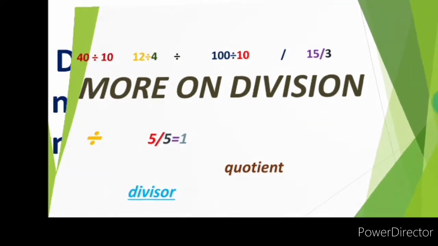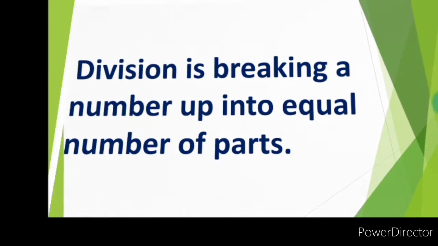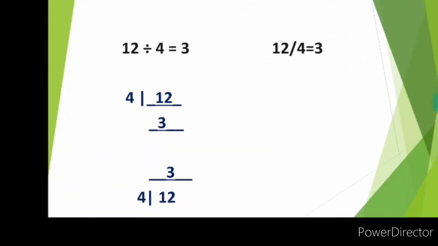Recall in our last class, we said division is breaking a number up into equal parts. Division is all about sharing. When you can share equally, it means you'll be able to divide. And we said that there are different ways that we can write division. Whenever you see division written in all these ways here, they mean the same thing. You should not get confused.